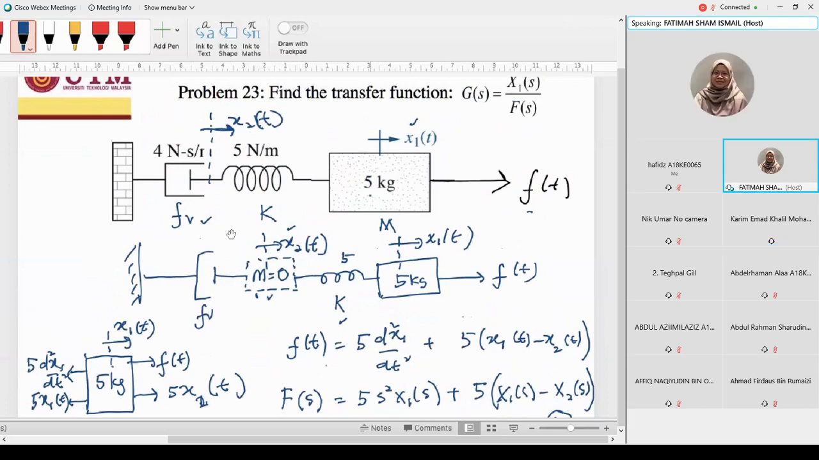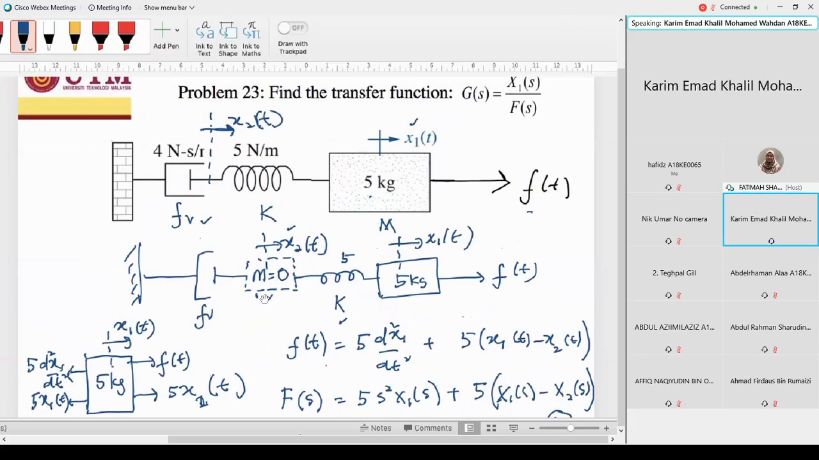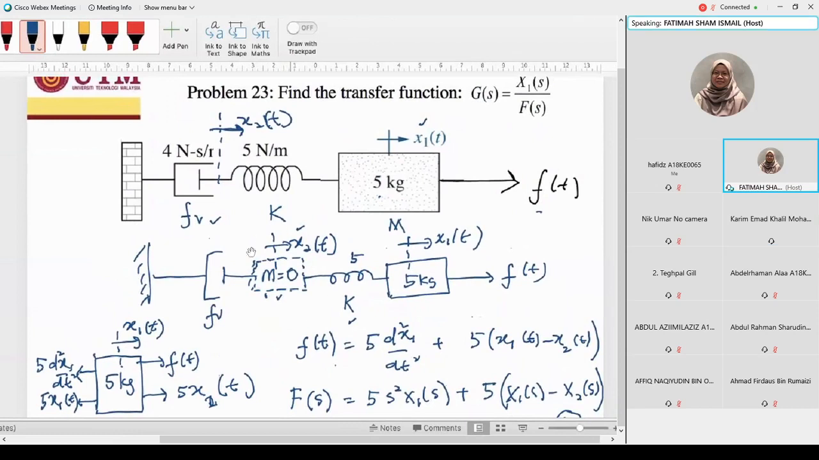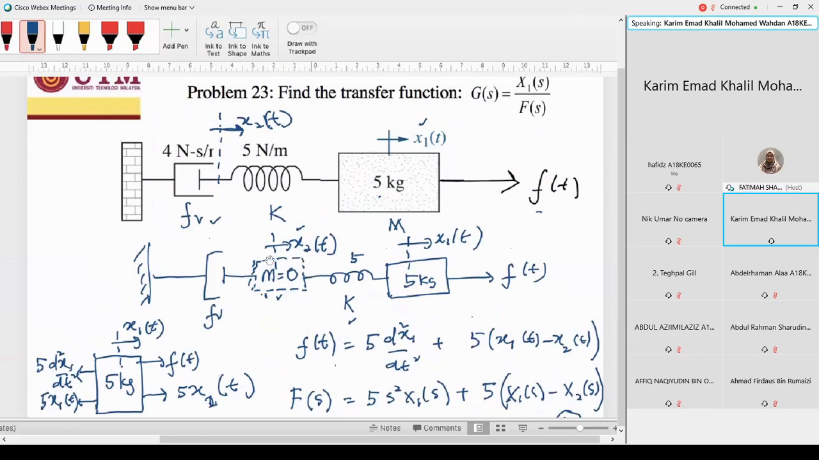M2, what do you mean? This one, M, 5 kg? No. The other one, the other M, the M equal to 0. This one we just create as a dummy, but actually the value is 0. Yes, but why do we have to assume this?